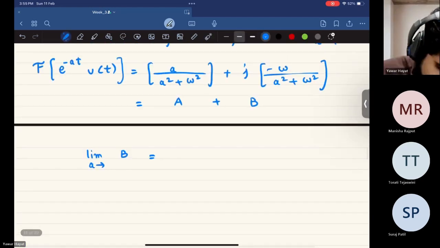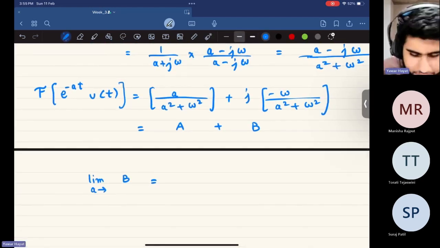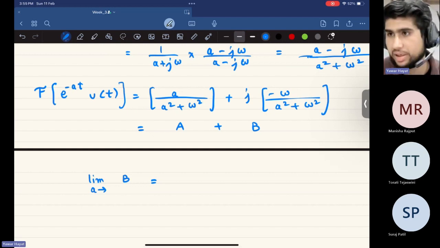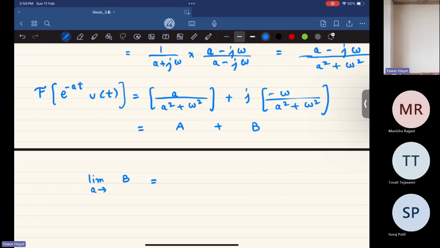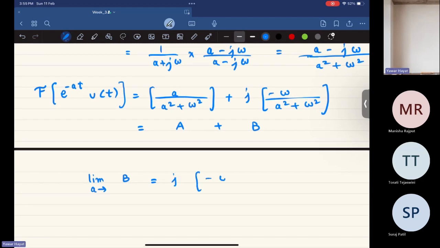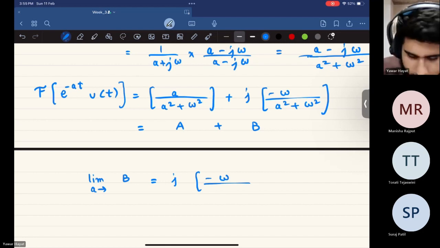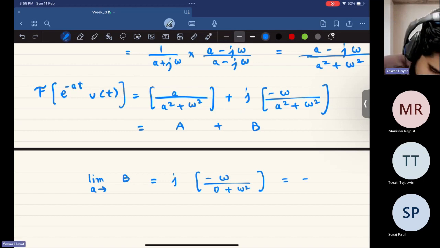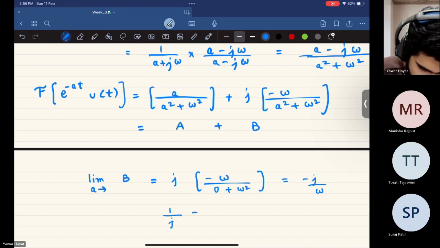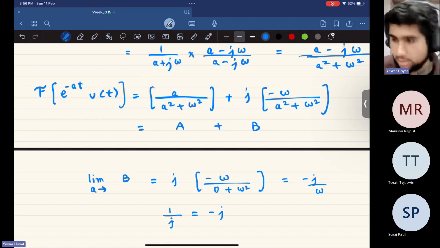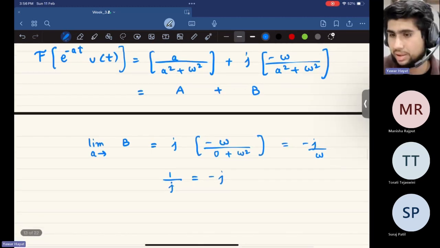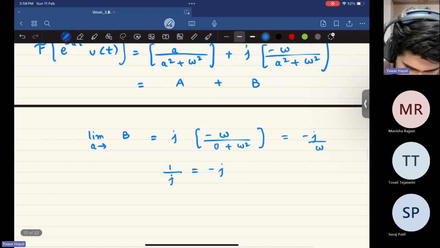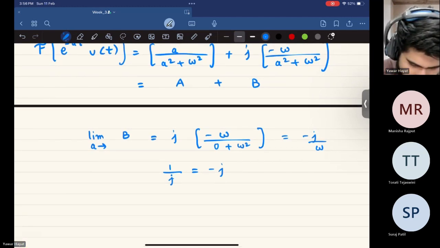How? I can readily use a equal to 0, right? This won't be an indeterminate form. So I can write j times minus omega by 0 square plus omega square. This would be minus j by omega. And we know that 1 over j is minus j, right? This is a basic result that I expect you guys to know, right?